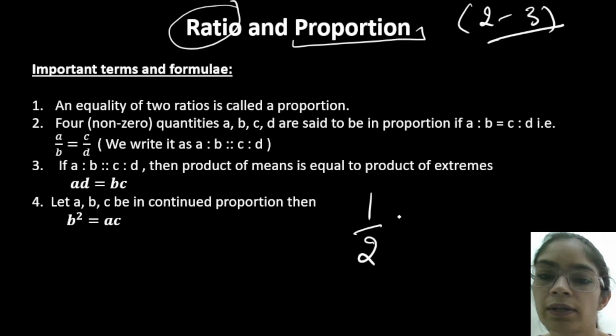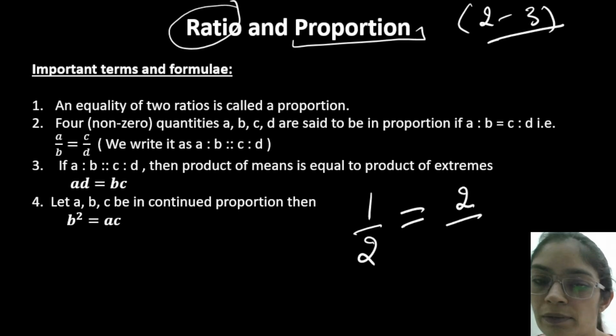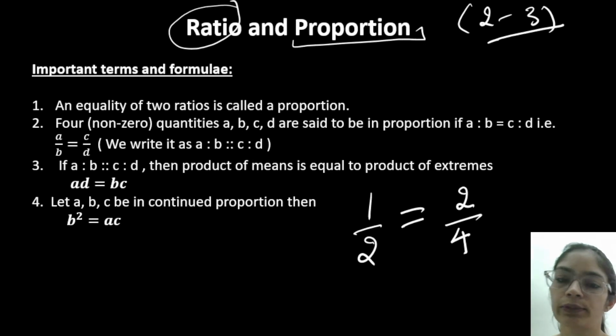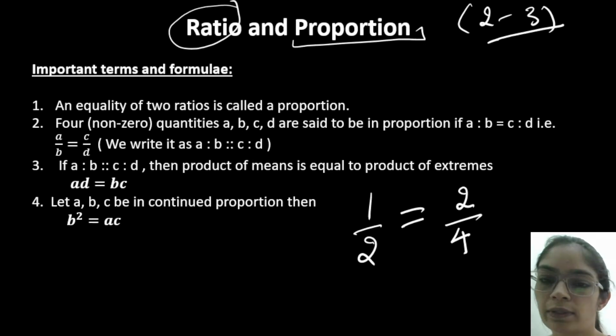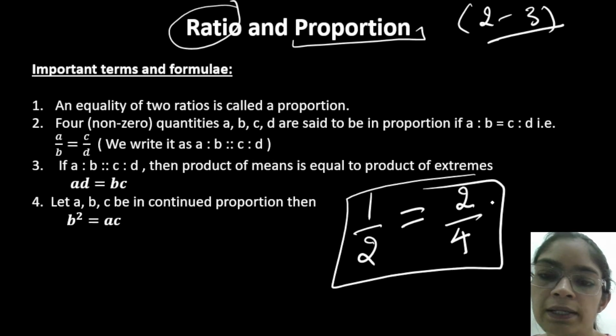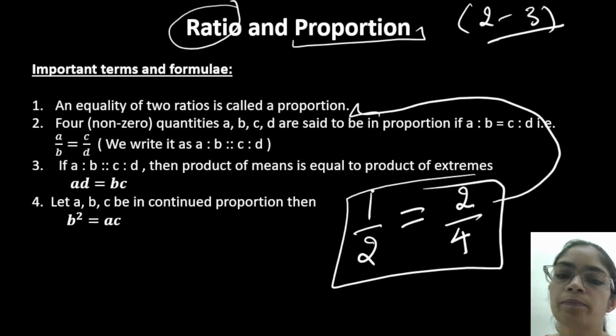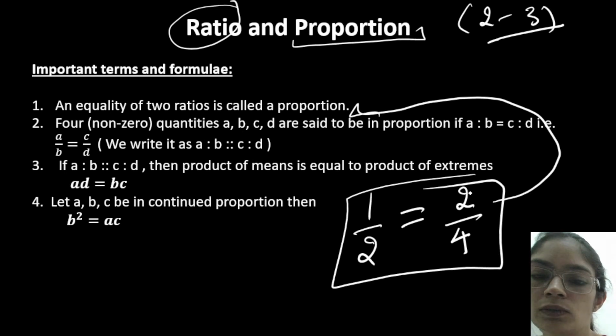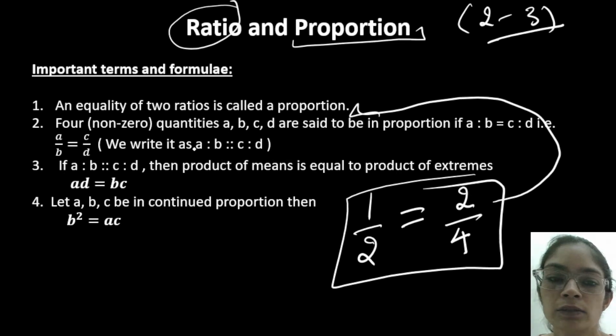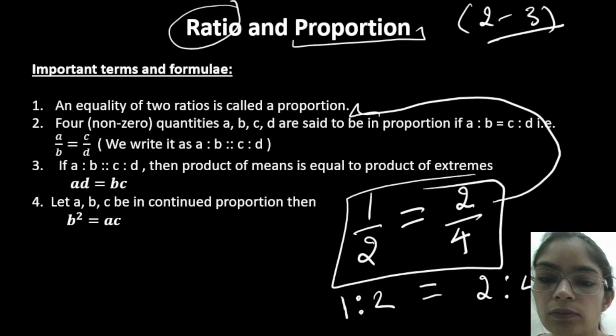So equality of two ratios. This is one ratio, and if I say this is equal to 2 by 4. See, 1 by 2 is equal to 2 by 4, and 2 by 4 is also a ratio because we have written it in fractional form. So when we equate two ratios, it is known as a proportion. So 1 by 2 is equal to 2 by 4. There is a way of writing this. It has to be written as 1 is to 2 is equal to 2 is to 4.